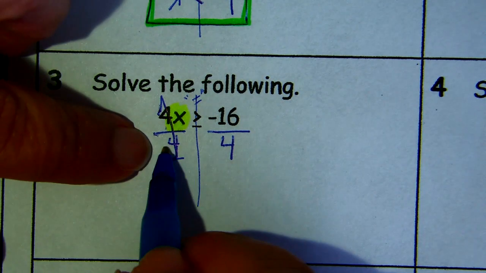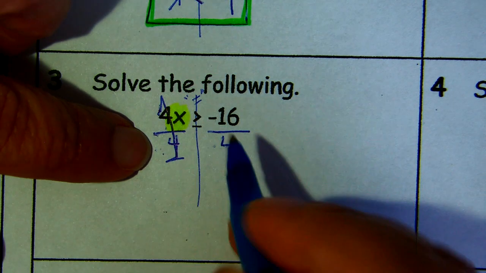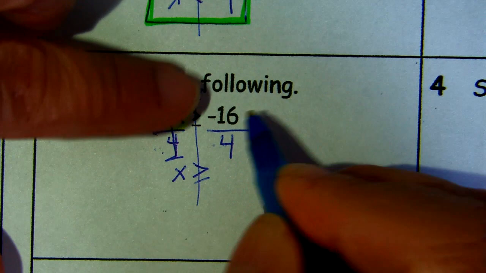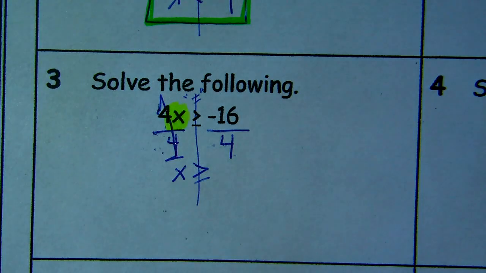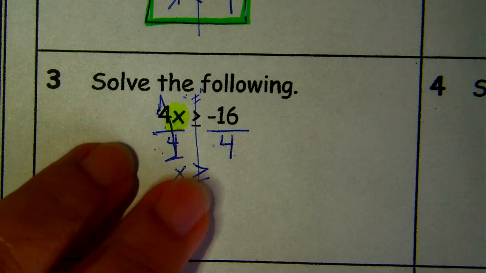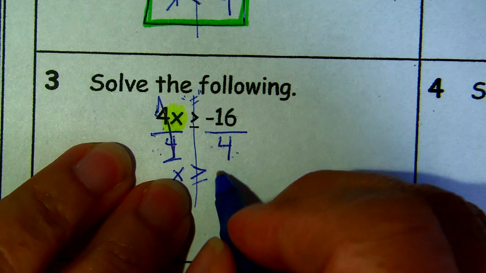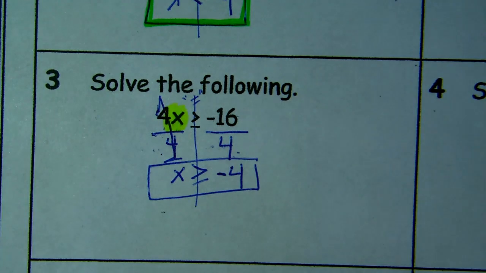Now, do we have negatives? Evil eyes? No. So we don't need to flip this one. Bring it down the way it is. Bring down the x. And what is negative 16 divided by 4? Remember, you can always do this in your calculator. I'm doing it in my head because for some of us it is a simple operation. So negative 16 divided by 4 gives you negative 4, and that is your answer.